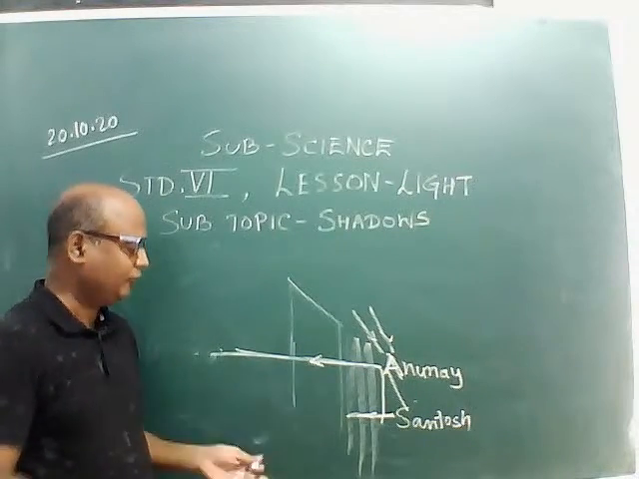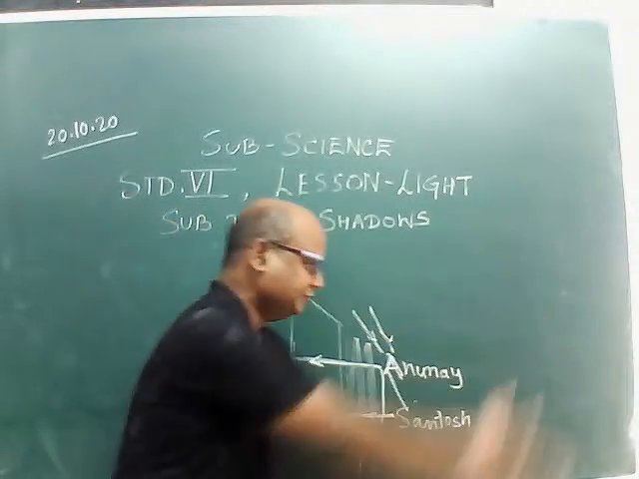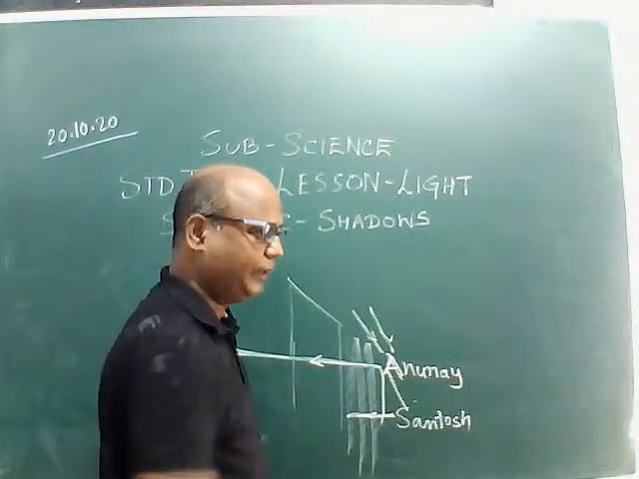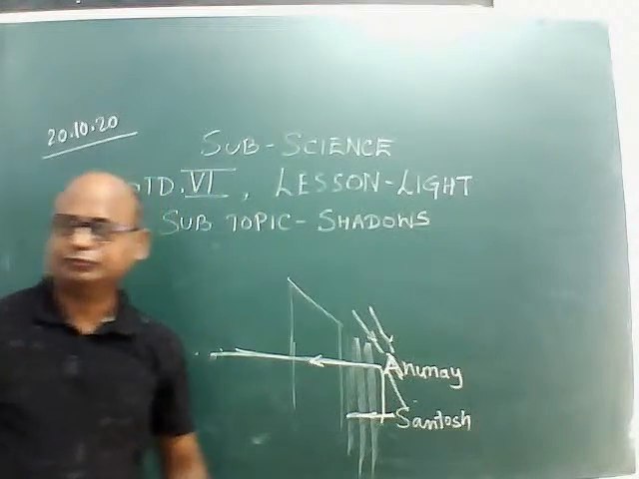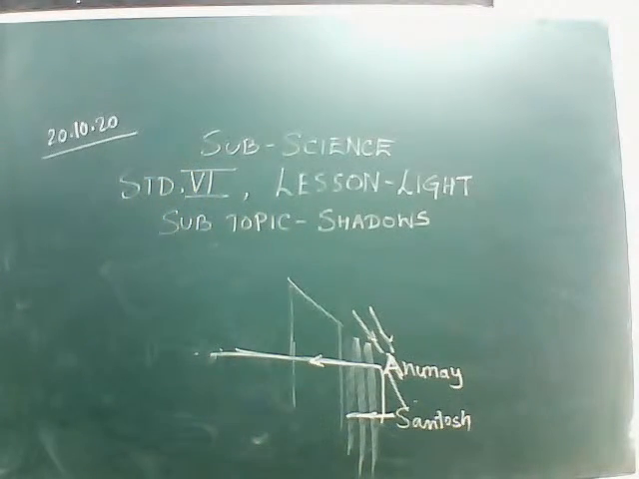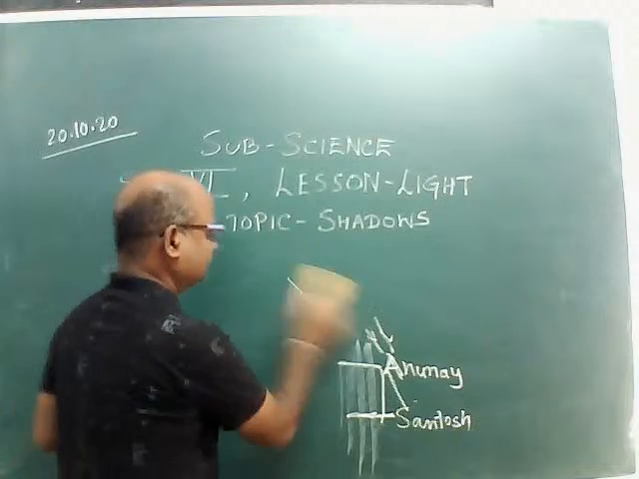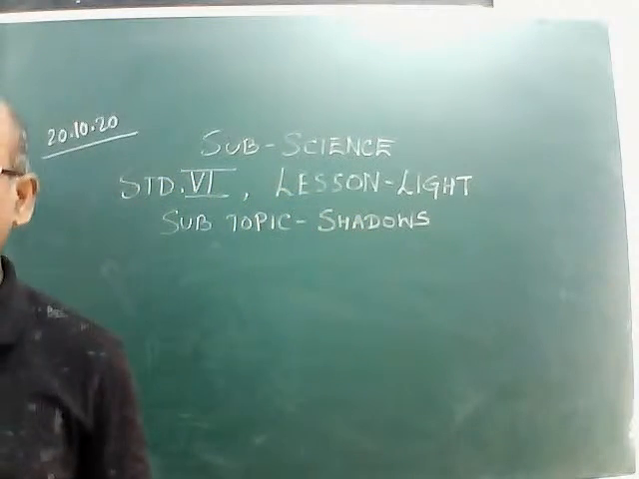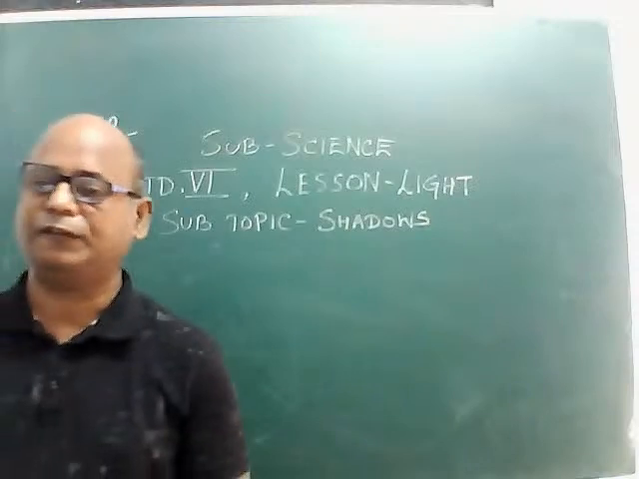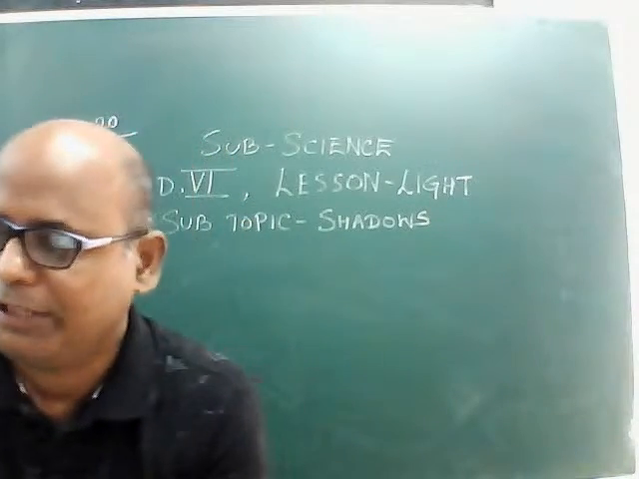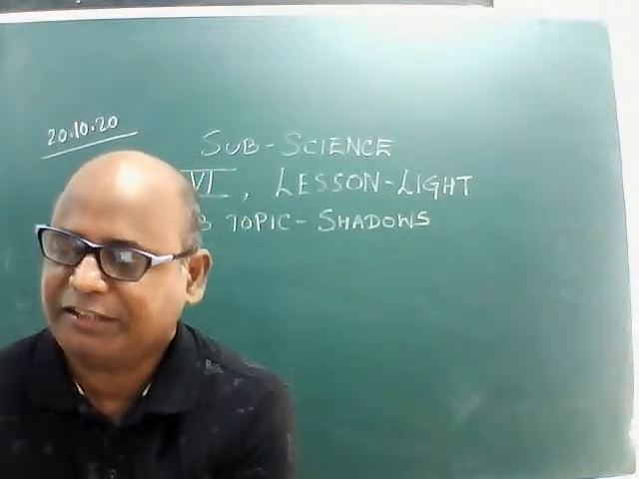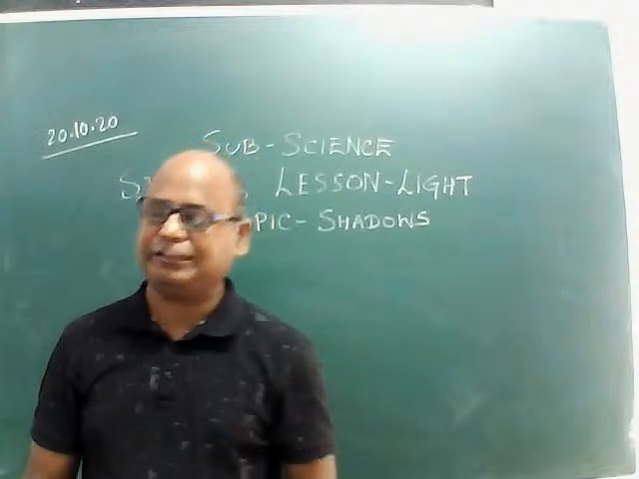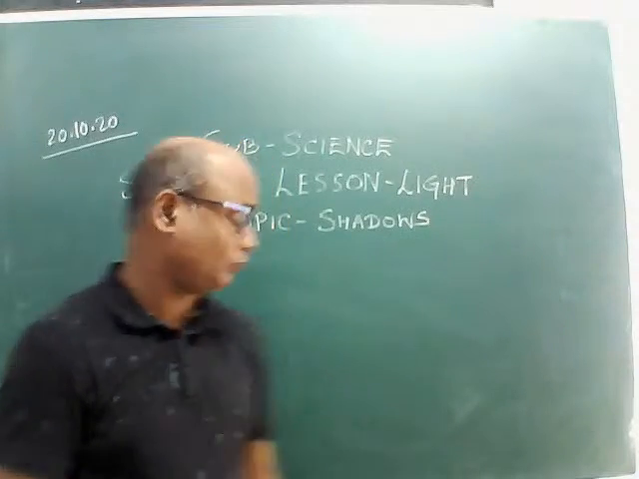Okay, so light always travels in a straight line. It will not bend. That is called rectilinear propagation of light. Like that, we will find many examples.